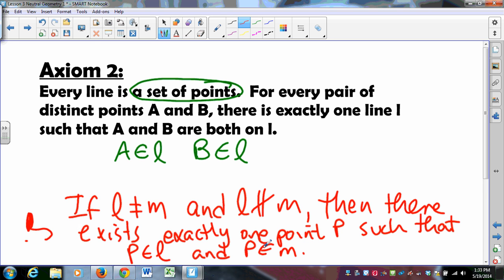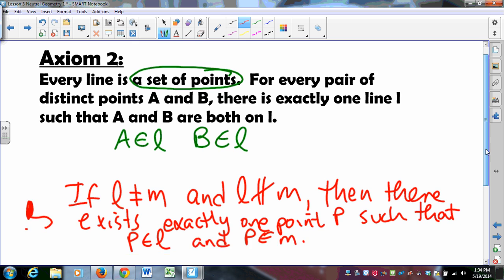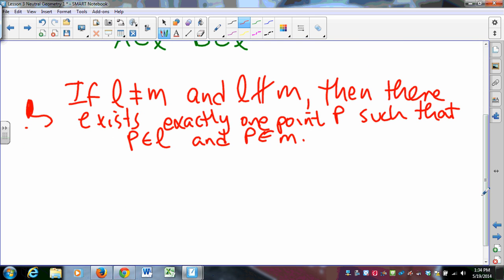So if I have two lines and they're not the same and they're not parallel, then there is exactly one point on both of them. This is another one of those things that should sound familiar. It flows from incidence geometry. The curious thing about that is that you should be able to prove it at this point, and you should think about how you would prove it using everything we've done with incidence geometry.